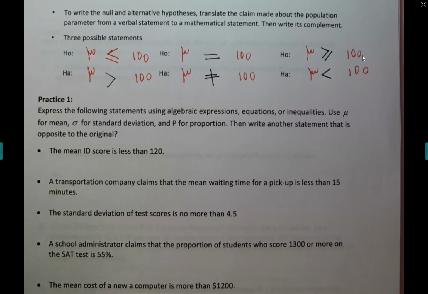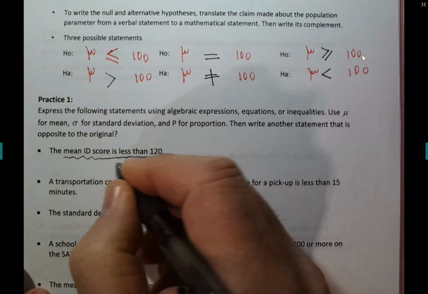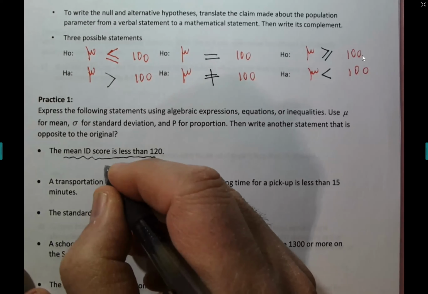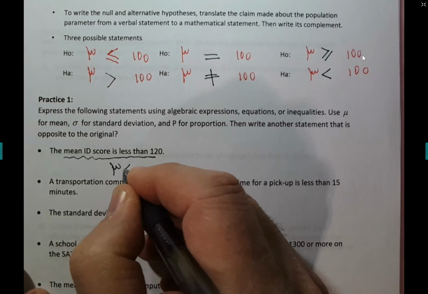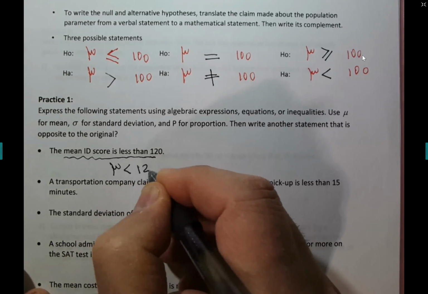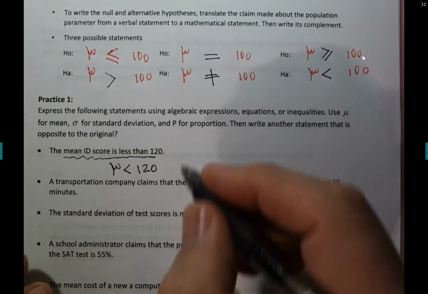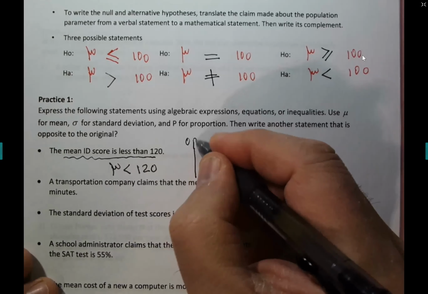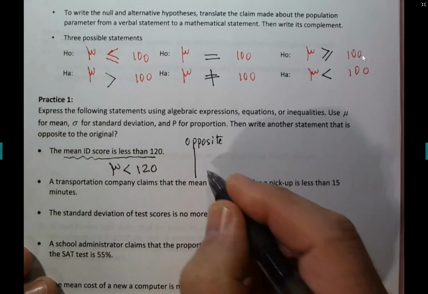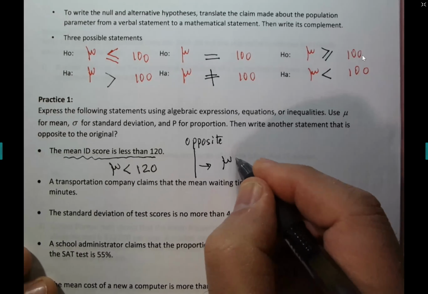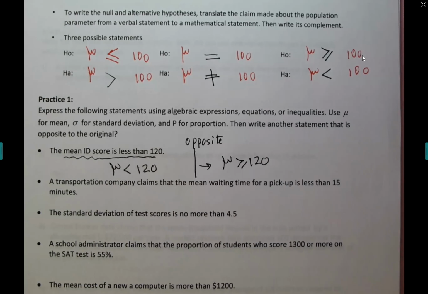Okay, would someone share with us what they wrote? What's the interpretation in simple terms? What would that be? Mean. Less. And then the less than sign. Yeah. Okay, now I want the opposite statement. What's the opposite? Mean is greater than or equal to 120. Excellent. Very good. Let's go to number 2.